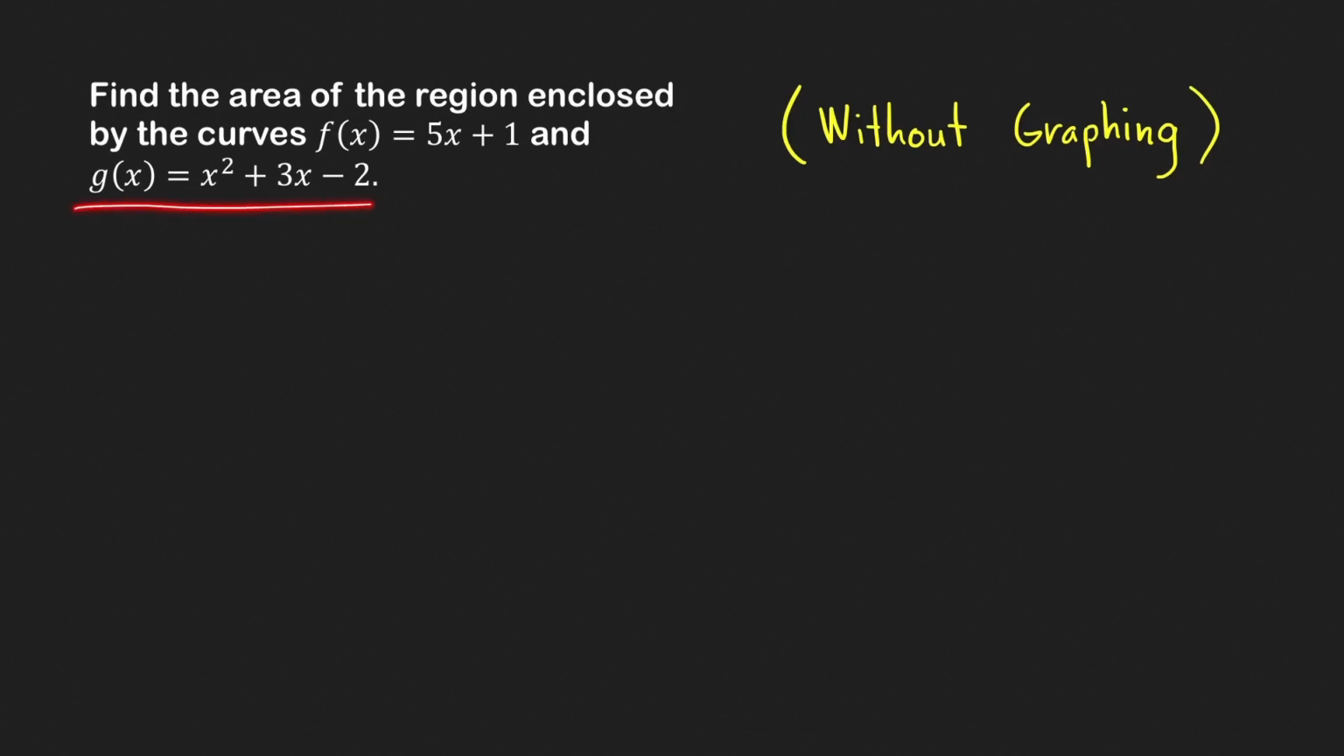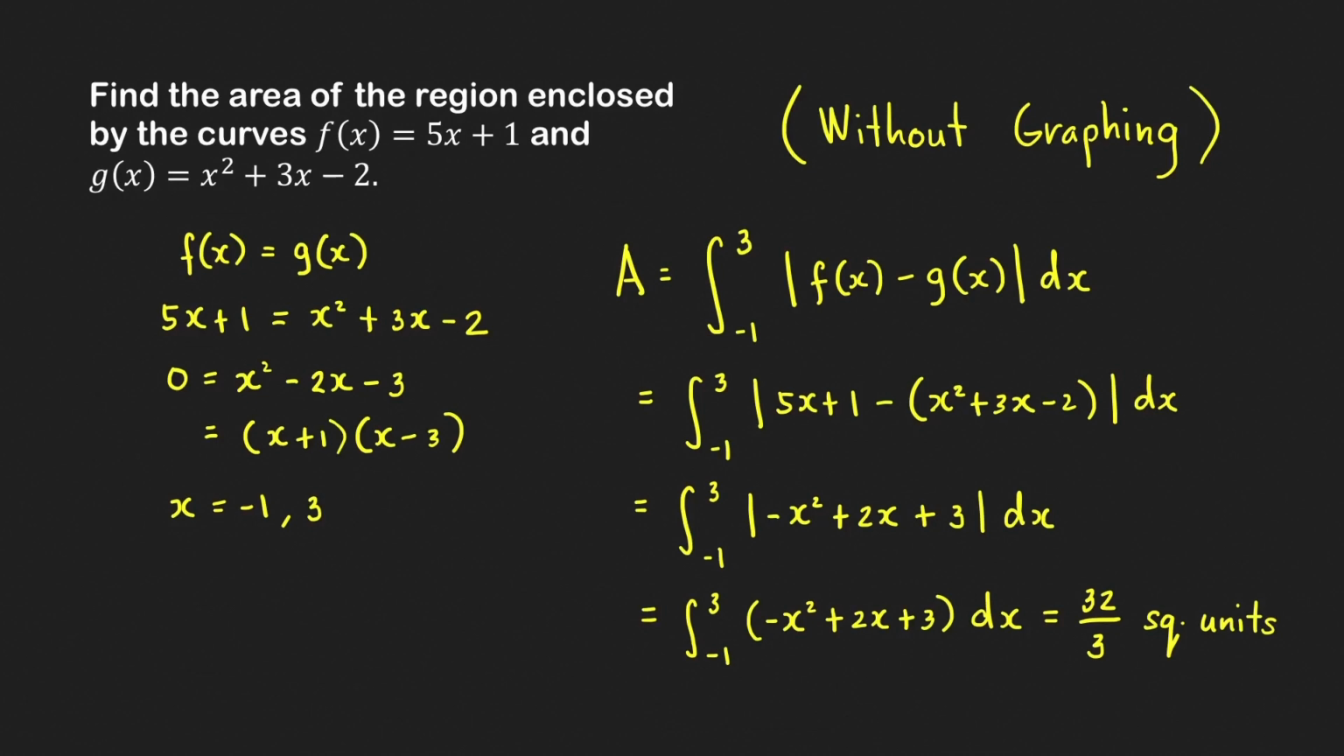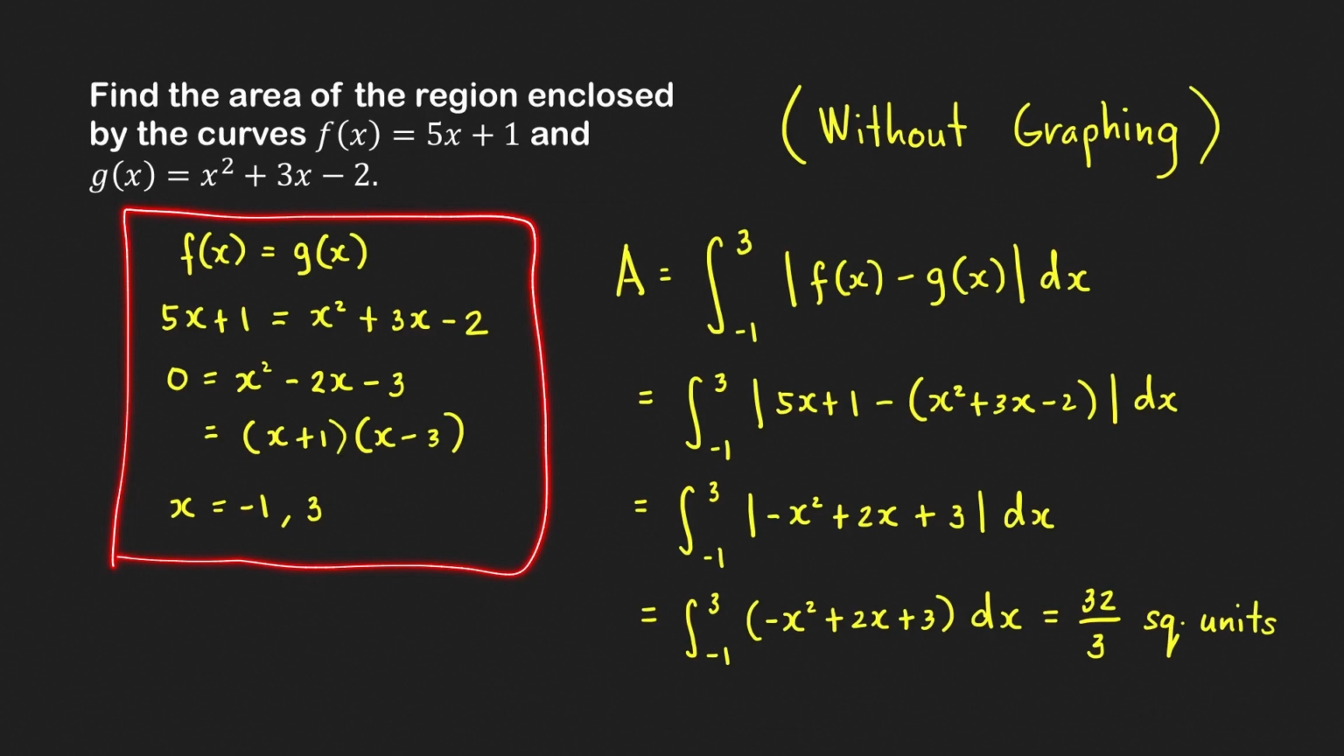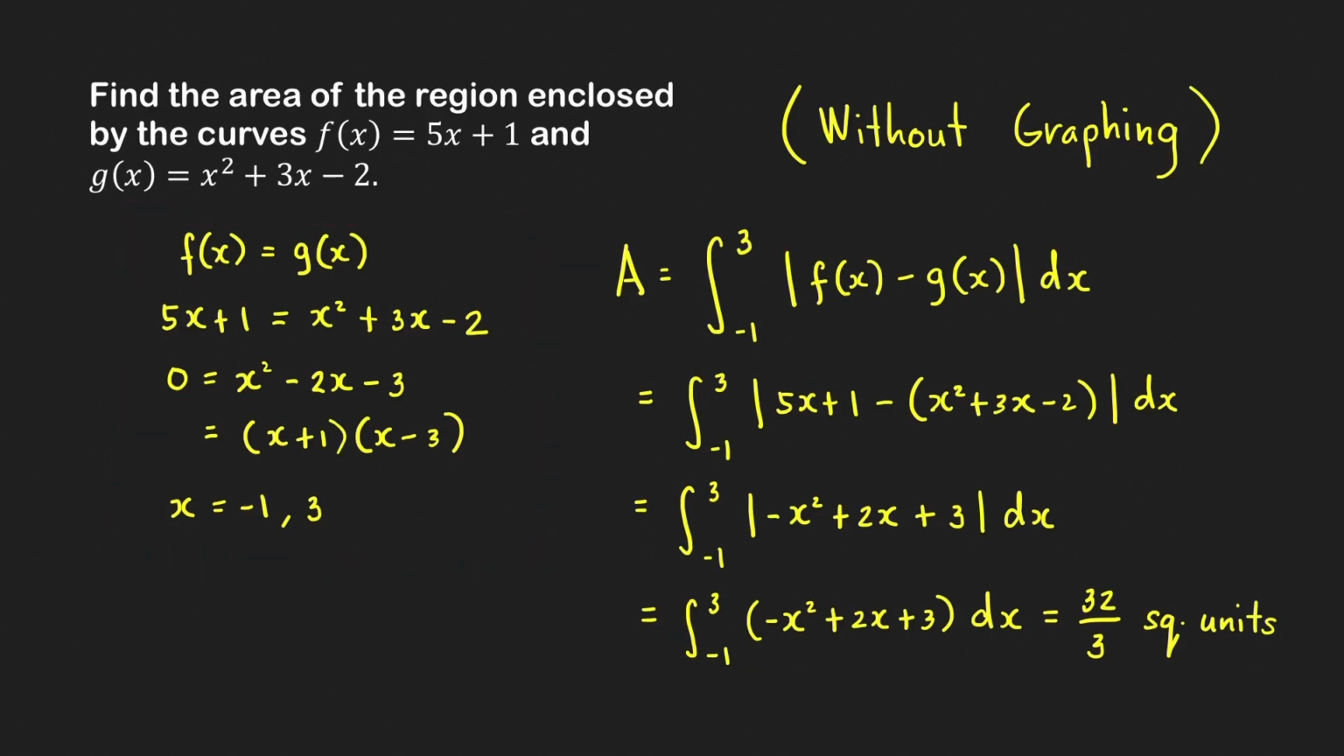Now, how do we solve this problem here without sketching graphs of these two functions, f of x and g of x? We can do that by first finding the x-coordinates of the points of intersection. We found them a while ago already, and they are x equals -1 and x equals 3. This implies that the area enclosed by the two curves is equal to this definite integral here from -1 to 3, because -1 and 3 are the x-coordinates of the points of intersection. And then we have here the absolute value of f of x minus g of x dx.